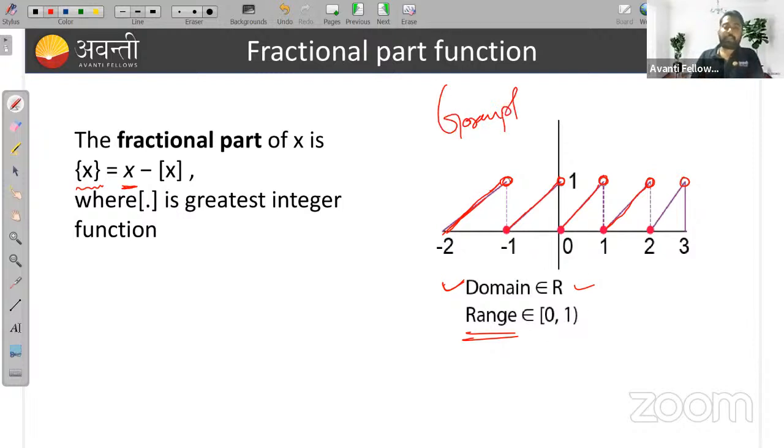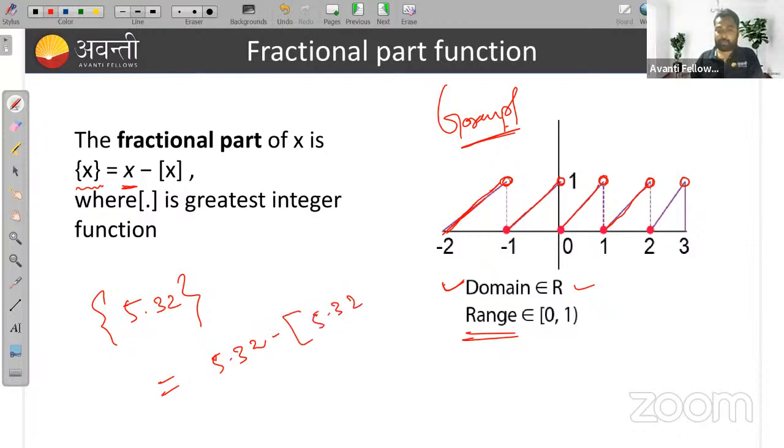Okay, and the fractional part of x is defined as x minus the greatest integer of x. Suppose I ask you the fractional part of 5.32. What will it be? x minus the greatest integer of x, that is 5.32 minus the greatest integer of 5.32, which is 5. So 5.32 minus 5 is 0.32. So this is your answer. The fractional part of 5.32 is 0.32.